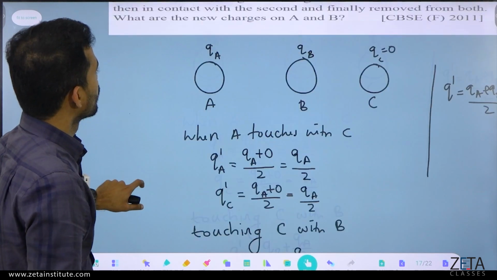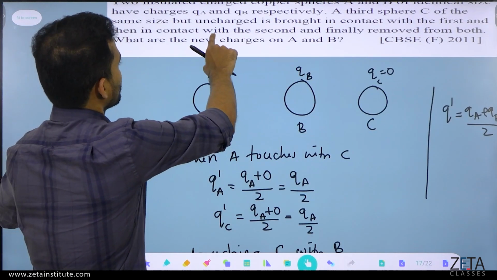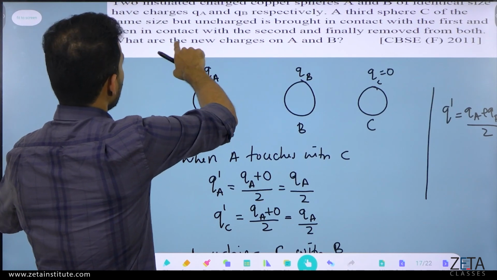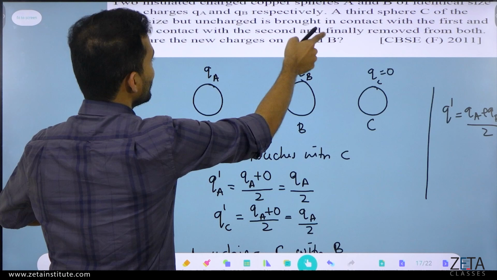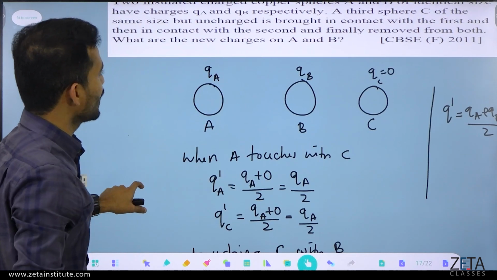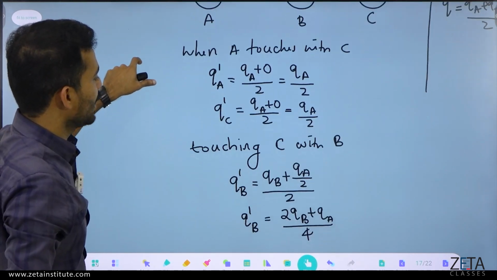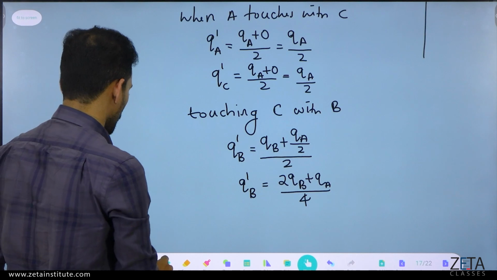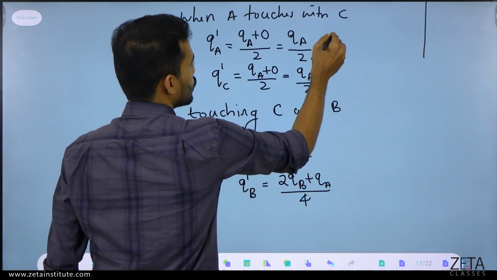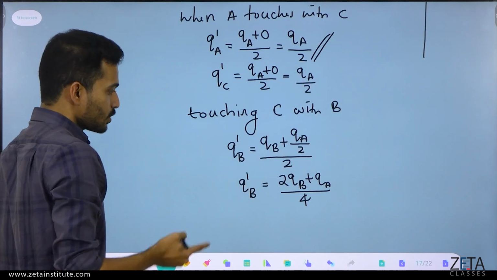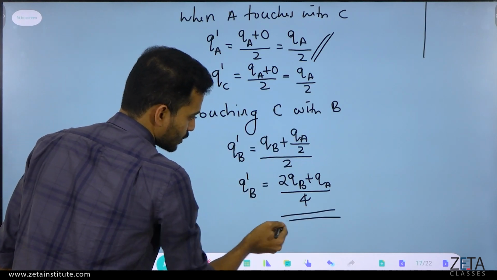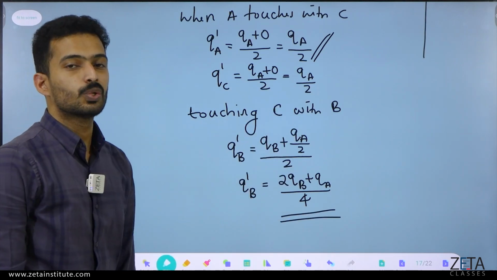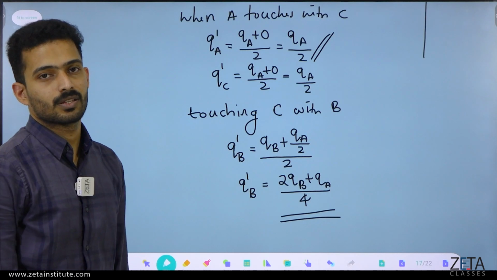So what is the question? Uncharged, brought in contact with the first and then in contact with the second, and finally removed from both. What are the new charges on A and B? The new charge on A is QA by 2. So after touching C with B, the charge on B will be 2QB plus QA by 4.